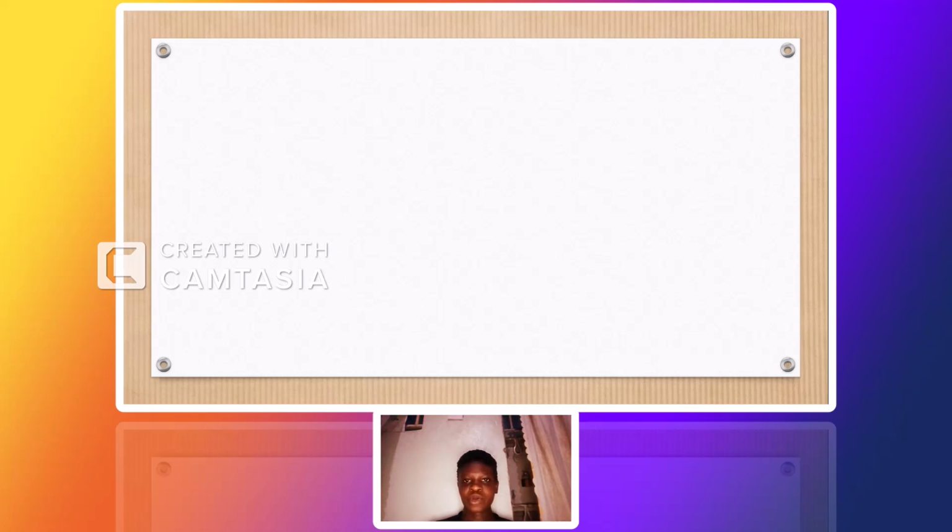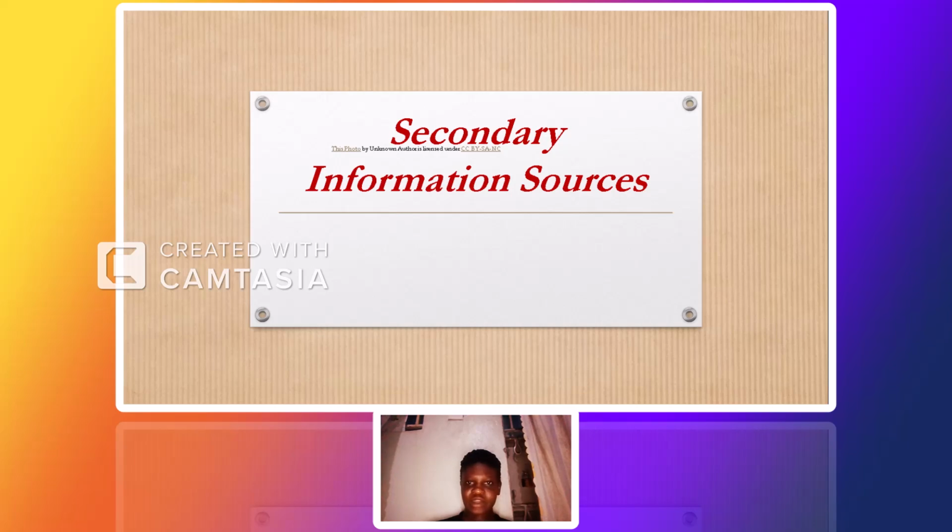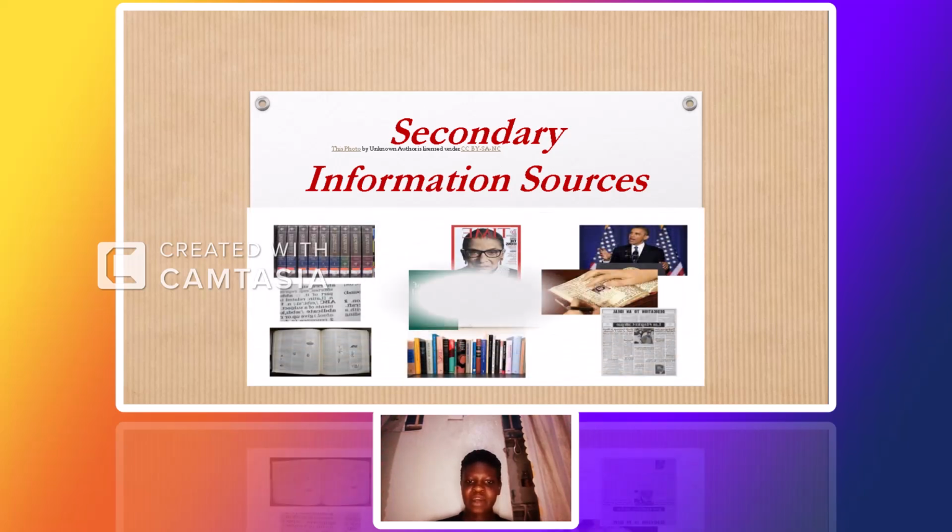Today we are going to look at another type of information source, and that is secondary sources. We are going to begin by defining what secondary sources are.